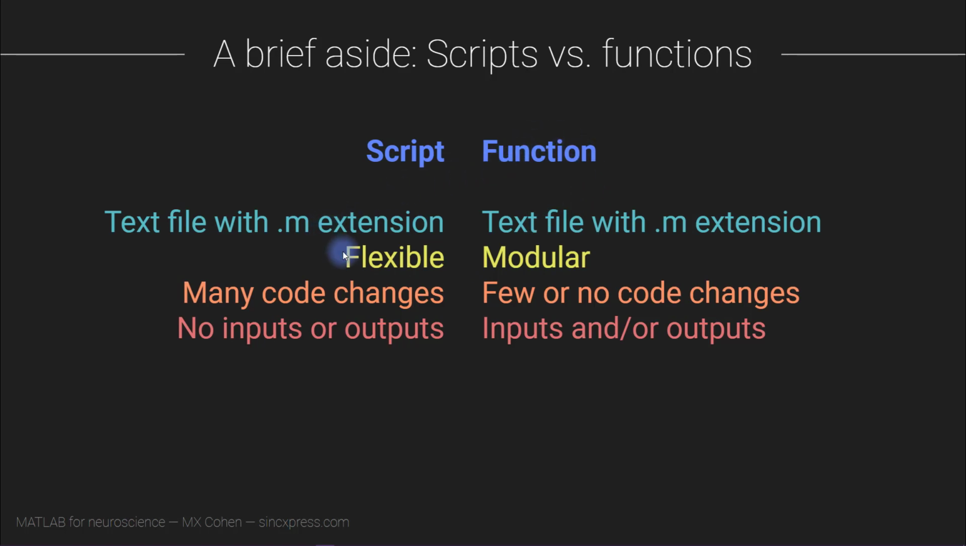So you'd use a script when you want more flexibility. So when you want to make lots of changes, so frequent changes to the code. Functions, on the other hand, should be treated as modular pieces of code where you don't make any changes to them, or maybe a few, but once you write the function, you generally leave it fixed as is. Functions take inputs and they give outputs, whereas scripts don't take any inputs or outputs, they just create and work with variables and plots as needed.